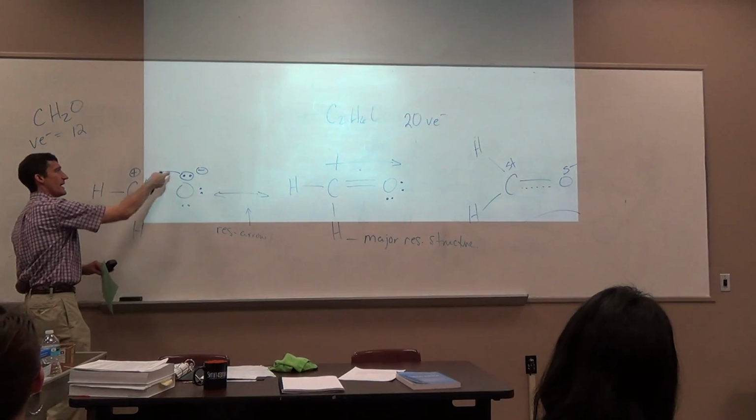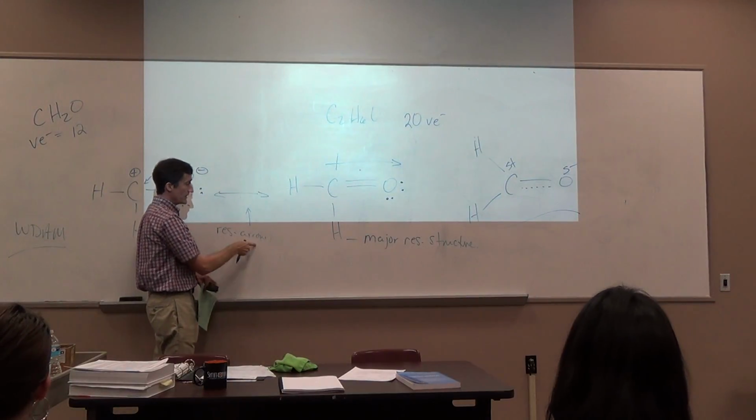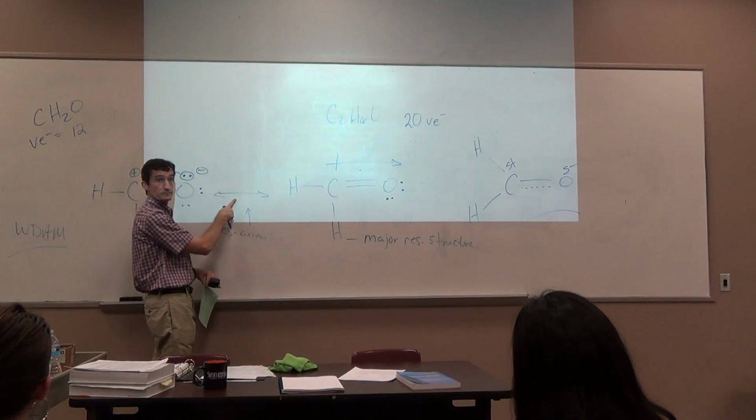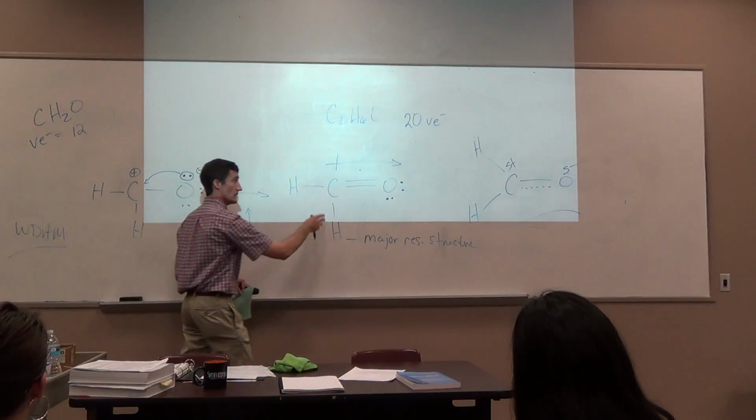Important things here: how do we move this arrow? What does this arrow movement mean? Resonance arrow, this is not an equilibrium arrow. It's a double-headed resonance arrow. Major because no charge.